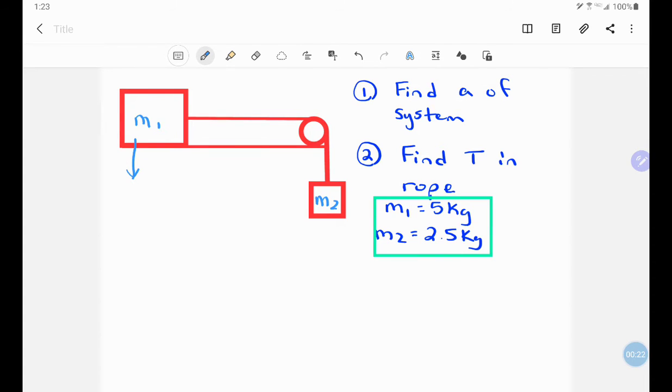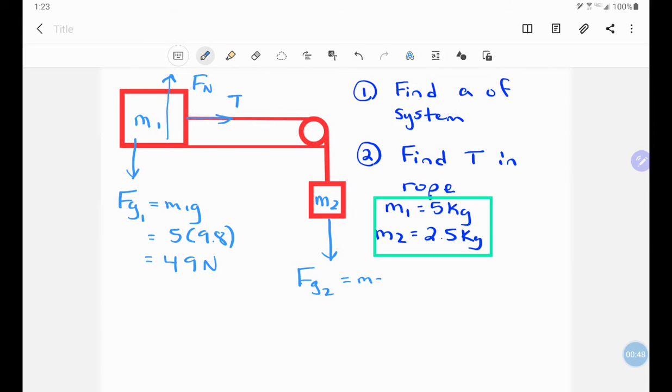So for mass 1, we have gravity, which is going to be 5 times 9.8, or 49 newtons. We have a normal force, and we have tension. For mass 2, I have gravity as well. So that is 2.5 times 9.8, or 24.5 newtons. There's also tension.